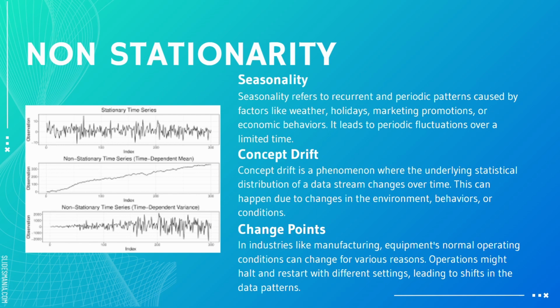Another factor is concept drift, which is a phenomenon where the underlying statistical distribution changes over time. This can be due to changes in environment or predictions. For example, customer preferences in a store might change gradually over time, and this can have an effect on the sales patterns. Another reason is change points. In manufacturing industries, equipment's normal operating conditions can change for various reasons, and due to this, operations might halt.